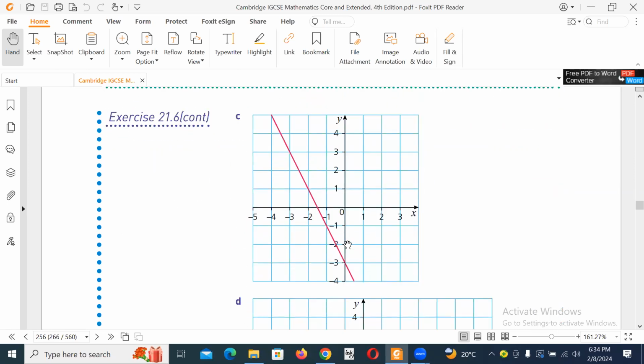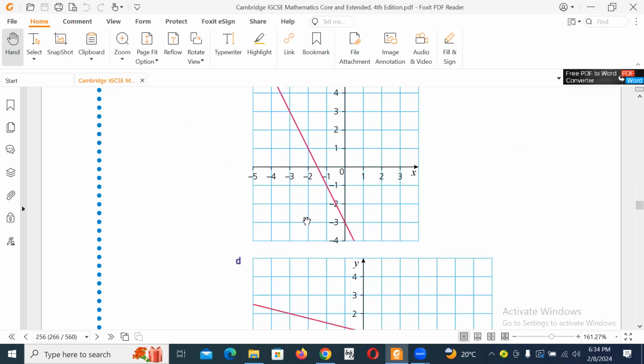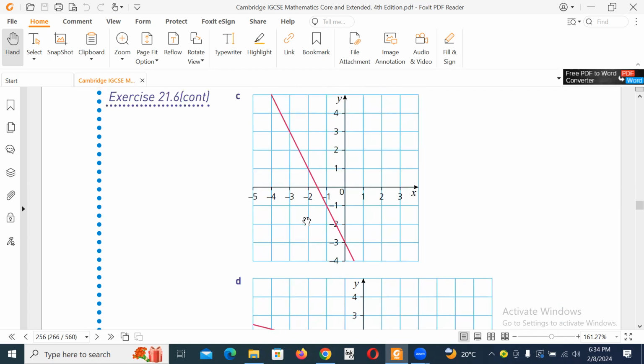This one also has a positive gradient. Here you will find a negative gradient. Okay, we try one for negative. If I choose any 2 points from this line, for example, one point is here.